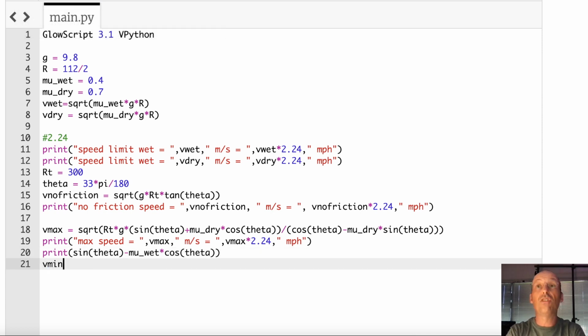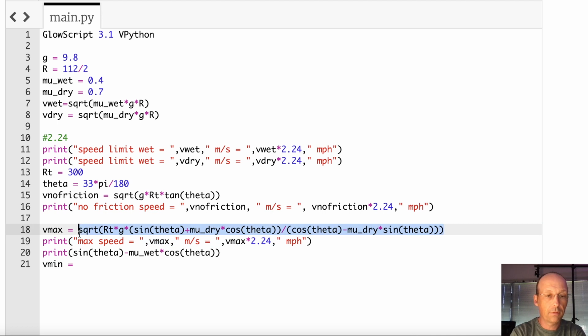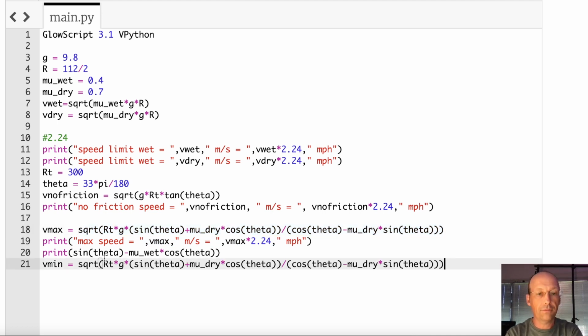So now let's calculate V minimum. Let's call it V min, even though this is V min wet. It's going to be the square root of R. It's going to be the same thing. I'm going to copy this. Oh, wait, don't type it. Yes. RTG, this is going to be minus. This is going to be wet. This is going to be plus. And this is going to be wet. Run it.